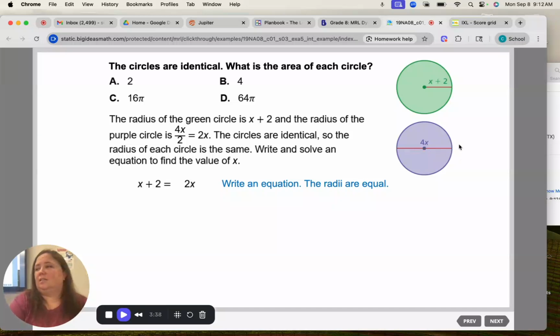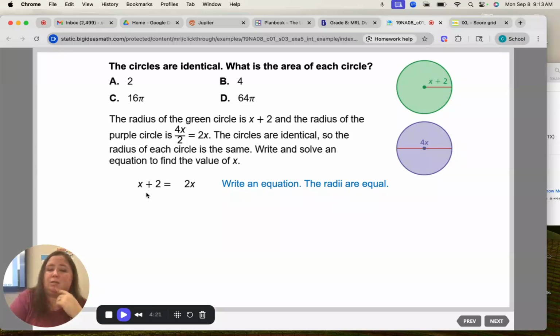So if we know that this half is x plus 2, how do I find the radius of this one? It's close. The diameter is the whole thing, so what's the radius? Divide by 2, because it's half. So I'm going to say 4x divided by 2. You can see it up here. 4x divided by 2 equals just 2x. So the purple radius is 2x, and the green radius is x plus 2. Now I can set them equal to each other because they told us at the beginning that the circles are identical, correct? So I can set those two equations equal to each other to solve for x. So I say x plus 2 equals 2x.